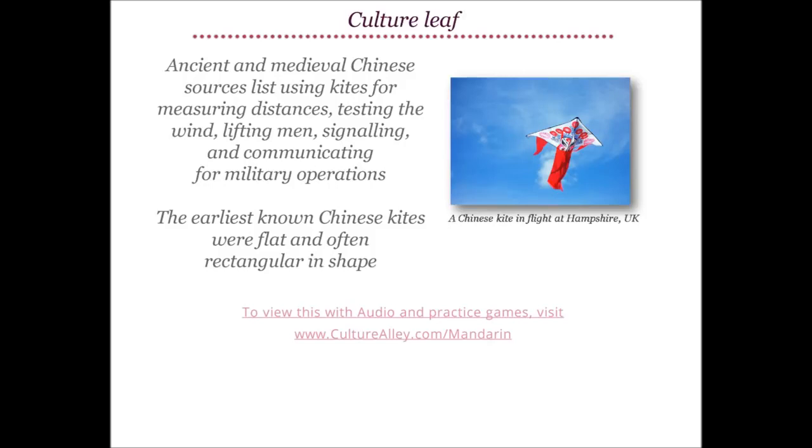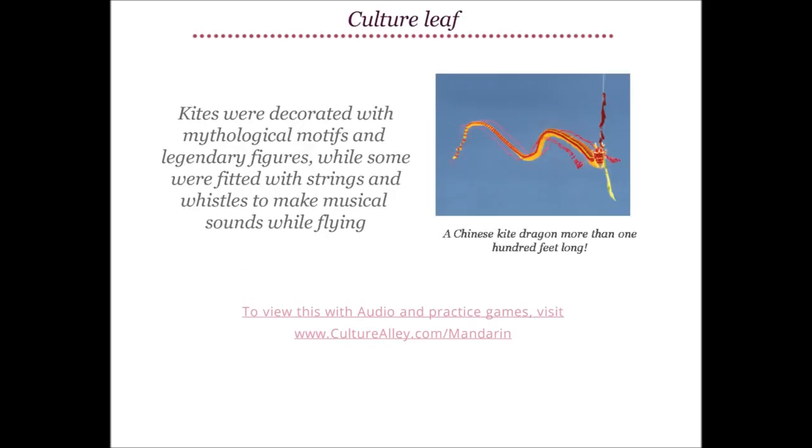Ancient and medieval Chinese sources list using kites for measuring distances, testing the wind, lifting men, signaling, and communicating for military operations. The earliest known Chinese kites were flat and often rectangular in shape. The picture on the right is of a Chinese kite in flight at Hampshire, UK. Kites were decorated with mythological motifs and legendary figures, while some were fitted with strings and whistles to make musical sounds while flying. The picture here is of a kite dragon more than 100 feet long.